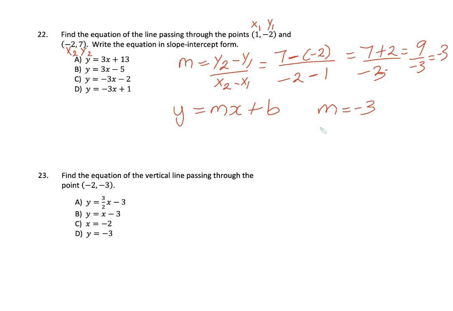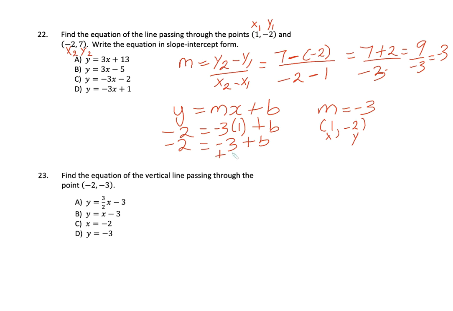I want to choose this one, 1 and -2, and I'm going to replace everything in my equation. So remember, this is x and this is y. So y is -2, I know my slope is -3, and I know my x is 1. And I have to figure out what my b would be. So -2 equals -3 plus b, and to find out b, you just have to solve the equation.